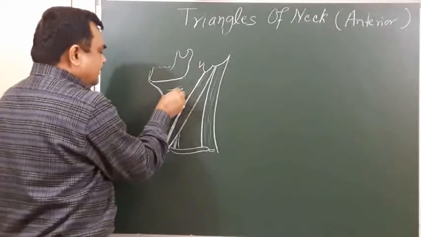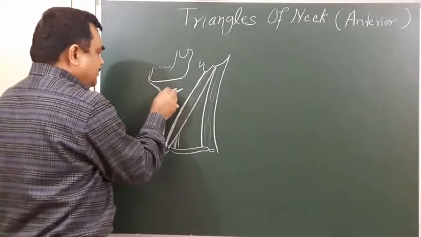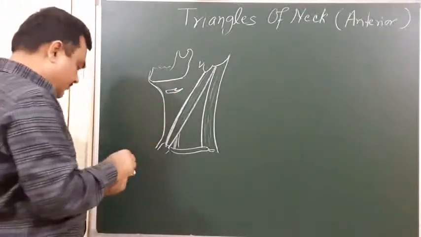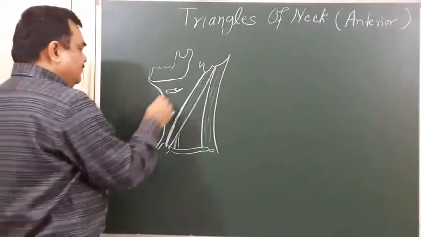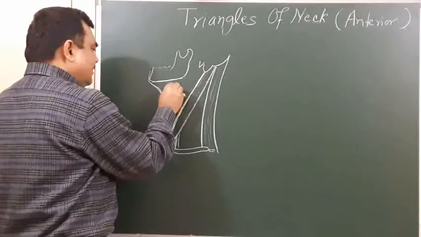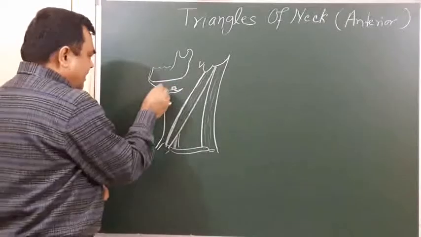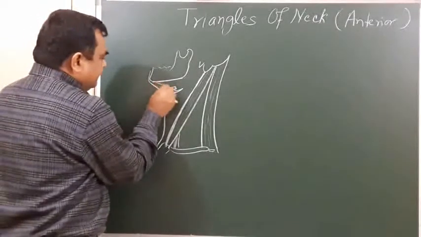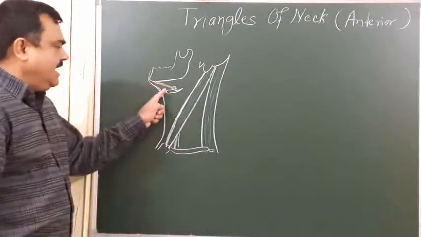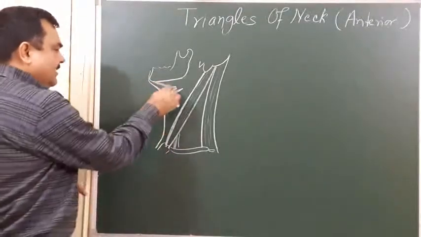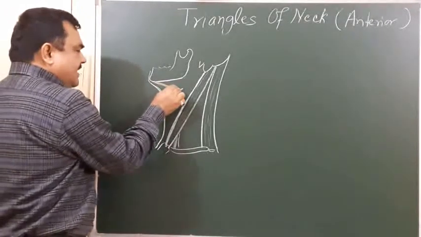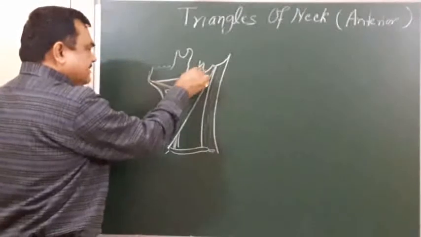You can see here is the position of the hyoid bone. Here is the fibrous pulley. Here is the position of the anterior belly of the digastric muscle. It passes through this fibrous pulley, and here is the posterior belly of the digastric muscle.